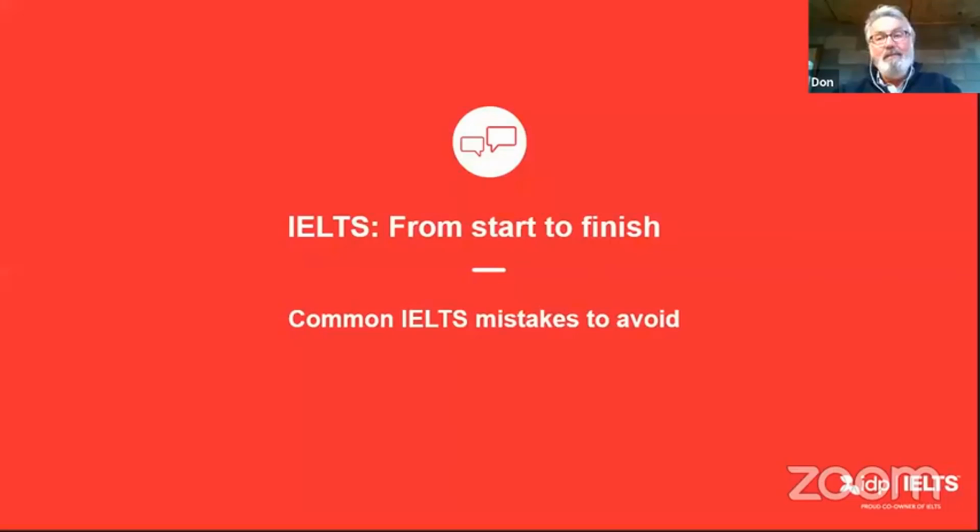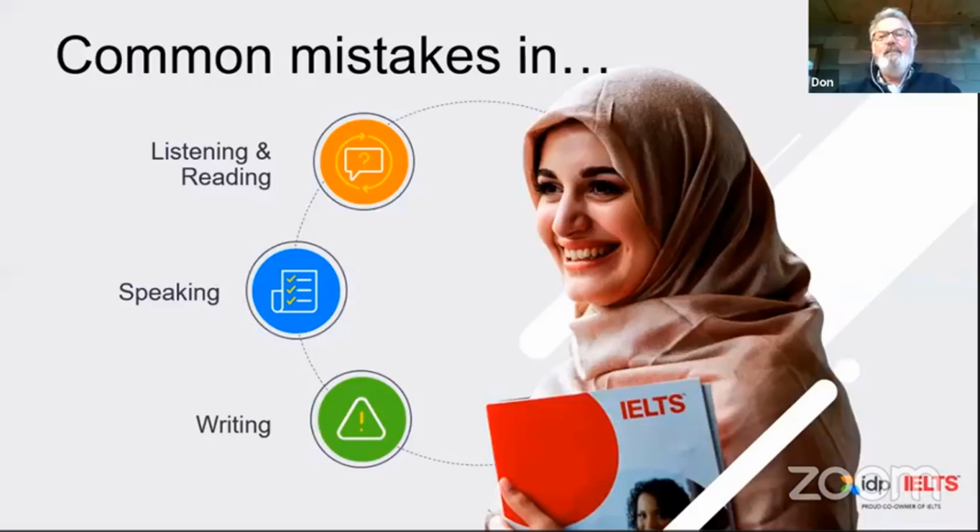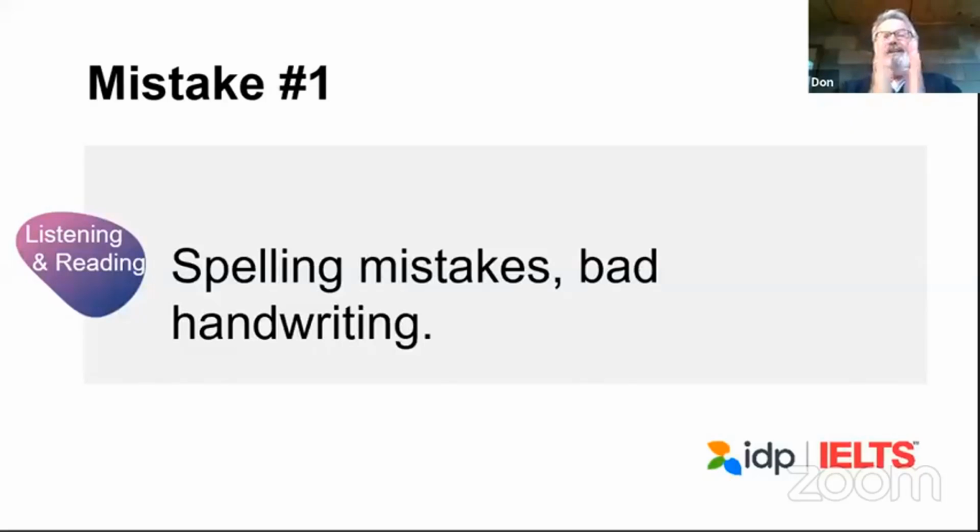Let's see if we can help everybody understand what is really required in the IELTS test and how to avoid those simple mistakes. And we're going to look at the whole of the test. We're going to look at the mistakes that people sometimes make with listening and reading, and more with speaking, and especially with writing. So let's go through these mistakes one by one. Now, these are not in any particular order. They begin with listening and reading, and then they go to speaking. And finally, we'll talk about writing.